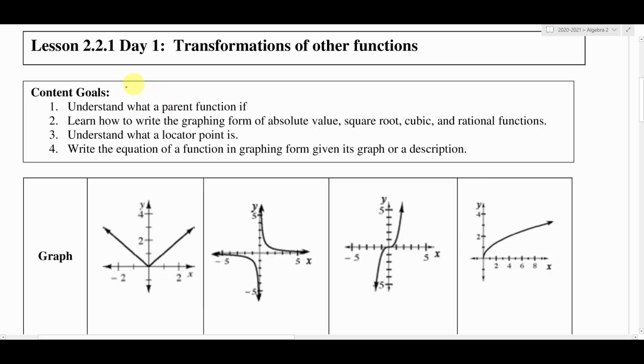Our goals today are to understand what a parent function is. We also want to learn how to write the graphing form of different types of functions such as absolute value functions, square root functions, cubic functions, and rational functions.